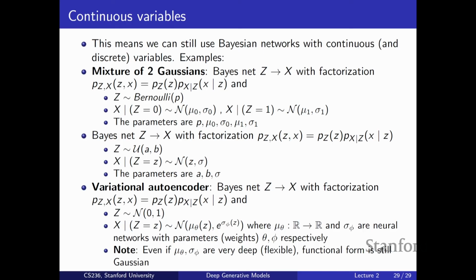And just as a note, even though mu and sigma could be very complicated, the conditional distribution of x given z is still Gaussian in this case, right? So there are some kind of trade-offs that you have to deal with.